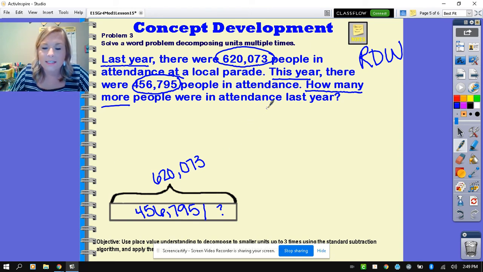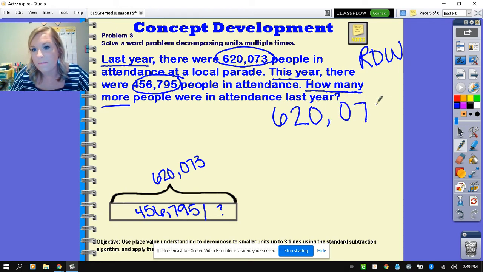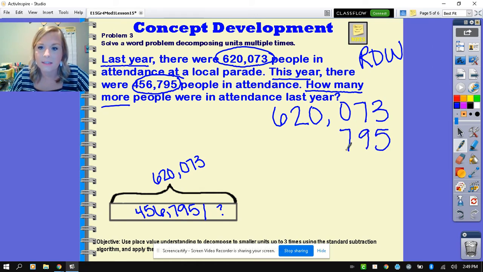So I'm going to write this down as the standard algorithm. So 620,073. And I'm going to make sure I really line up my place values so it makes it easy and I don't get confused. So I have my 5, my 9, my 7 is in the hundreds, lining up my commas, making sure I'm on the right track. 6, 5, and 4. And I am subtracting, so I'm going to show that.